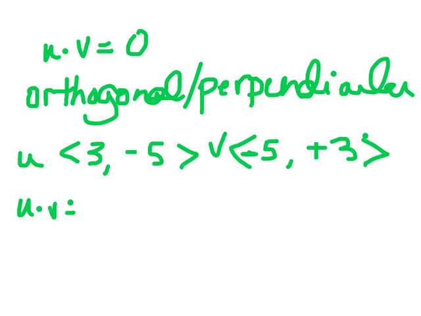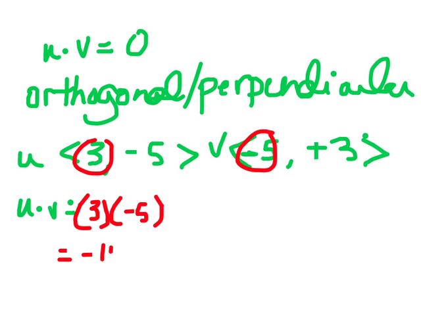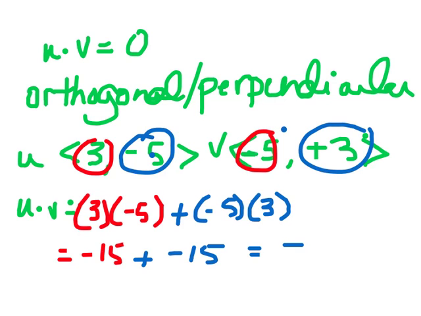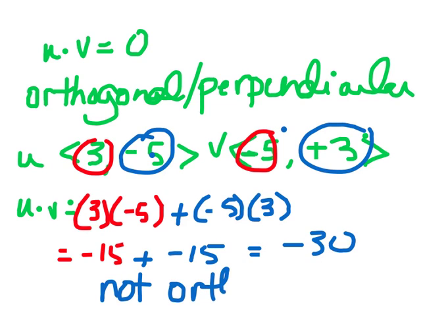Okay, so remember we multiply the two x parts. So it's 3 times -5. We know that's -15, so I'm just going to go ahead and write it. And then we multiply the two y parts. -5 times 3. We're going to add them together. That would be another -15. So that would be -30. Those are not orthogonal. How could I make them orthogonal? Let's see if we can figure this out.